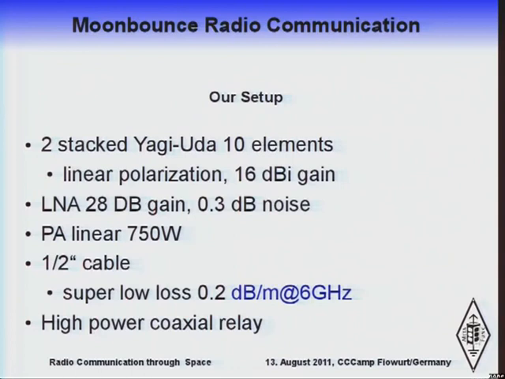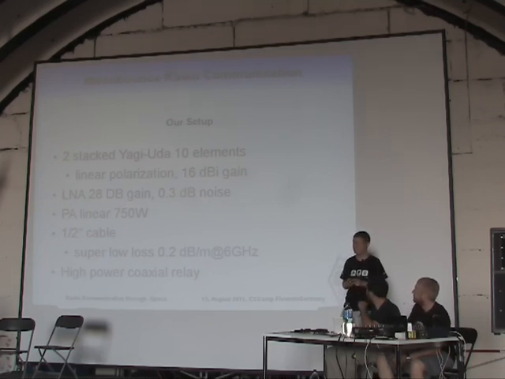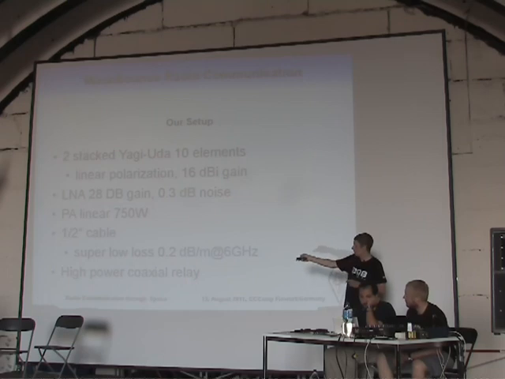For transmitting, we have got a linear power amplifier with about 750 watts. That's the maximum we are legally allowed to transmit, so it's quite good, but it's not enough if you want to do Morse code over the moon. You need about 4 times that power to transmit and receive Morse code over the moon. For transmitting and receiving, we have got a really thick cable that's 1/2 inch.